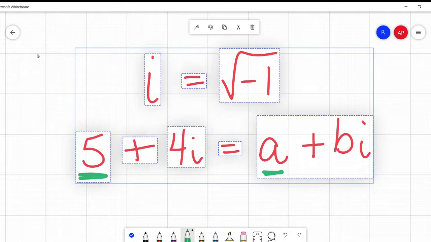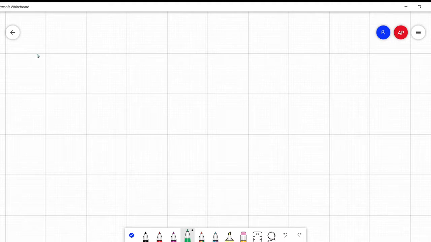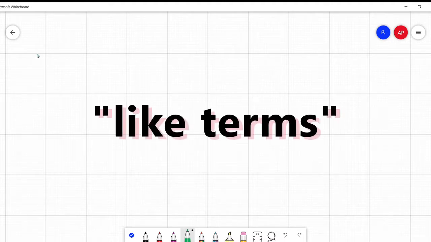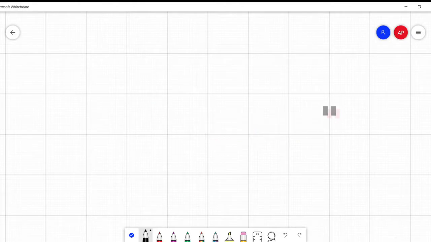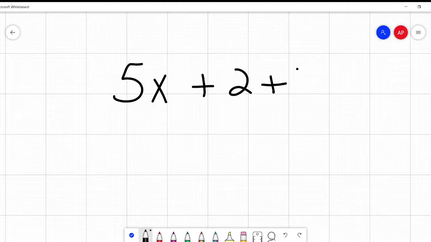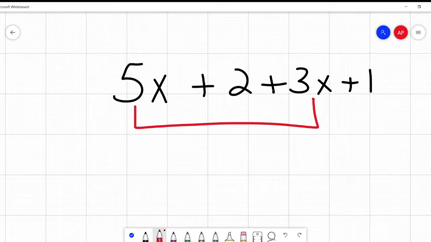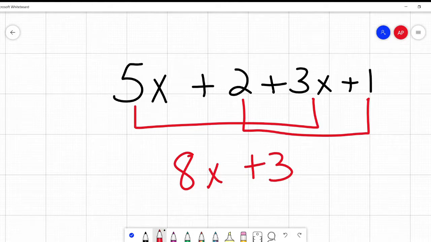Now, when you're adding all these things, think of it just like adding like terms. Again, if that doesn't mean anything either, link in the description below. I have a video on how to combine or add like terms. For example, just really quickly, if I had 5x plus 2 plus 3x plus 1, I would go, oh, 5x and 3x can be combined to 8x, and 2 plus 1 is 3. If that concept is foreign to you or you'd like a refresher, link below.